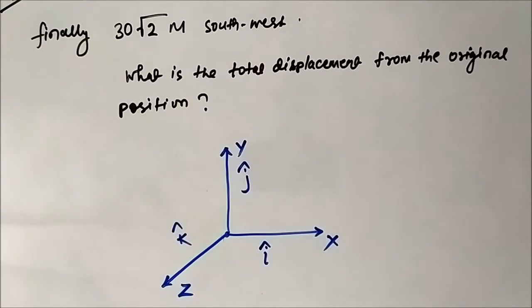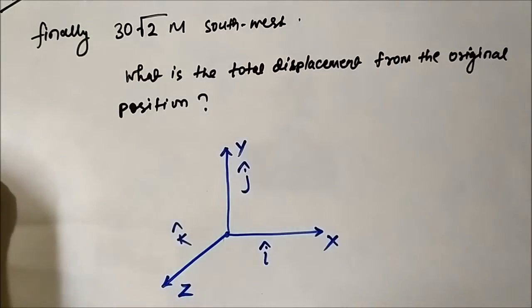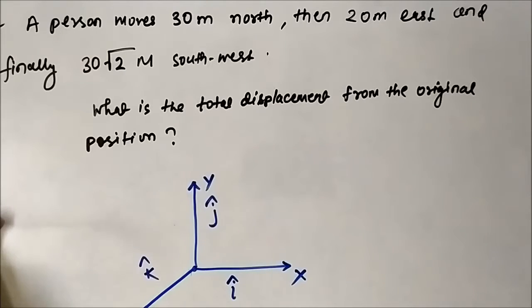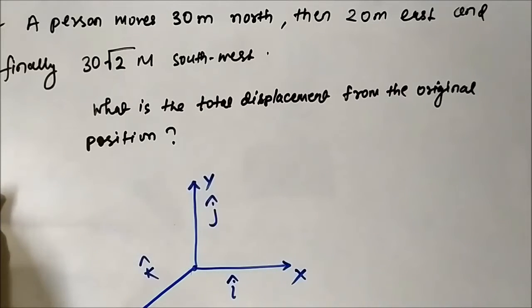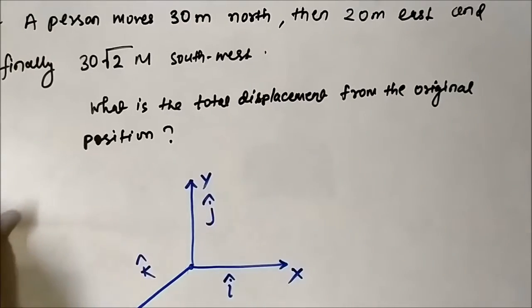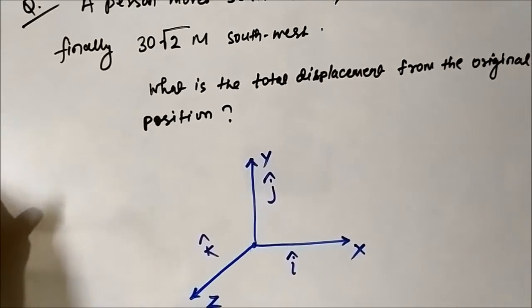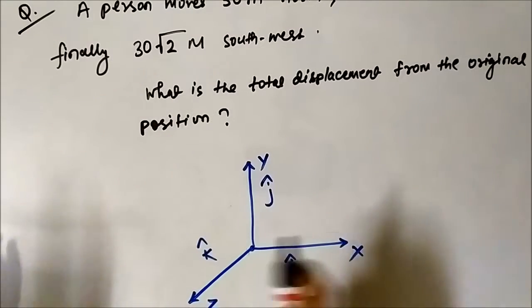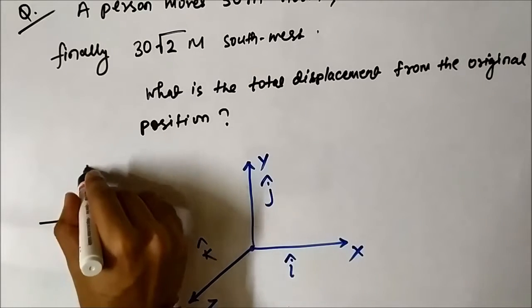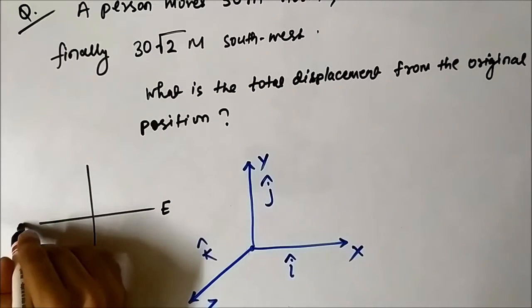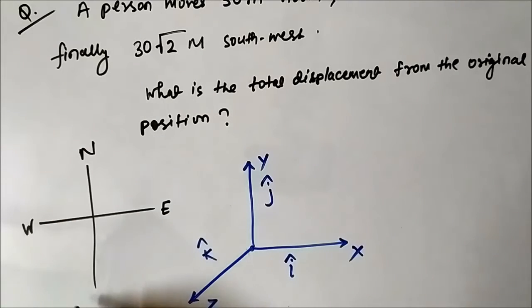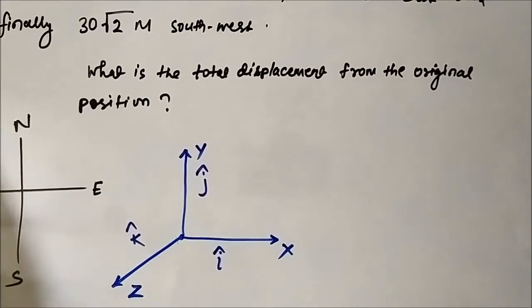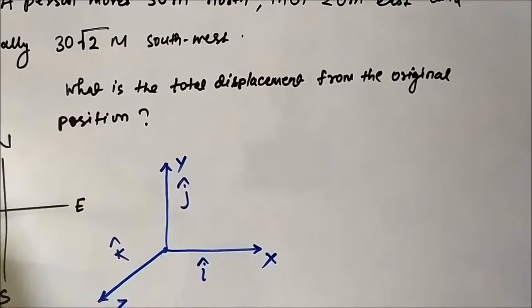Now let us come to this question. A person moves 30 meters north, 20 meters east, and then finally 30 root 2 meters southwest. So the directions east, west, north and south are arranged in this way: east, west, north and south.